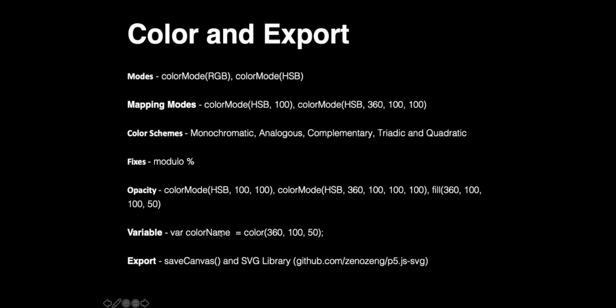Then there's also a color variable. So if you wanted to create a variable and assign it a color, you can use this color function for creating a variable. And then lastly, we're going to talk about how we can export our designs as images or as SVG graphics, scalable vector graphics, from P5.